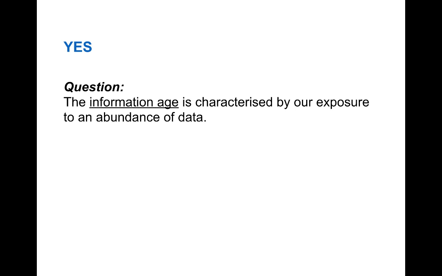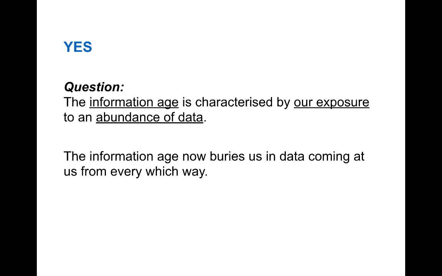Underline keywords: information age, abundance of data, and maybe our exposure. Then we go to the passage. The information age now buries us in data coming at us from every which way. This is easy. We saw the information age, and now we can see buries us in data. That means the same as an abundance of data. There's too much data. And one other keyword that you can see there is we've got our in the question and us in the answer as well. They're just making sure that we're talking about the same people.